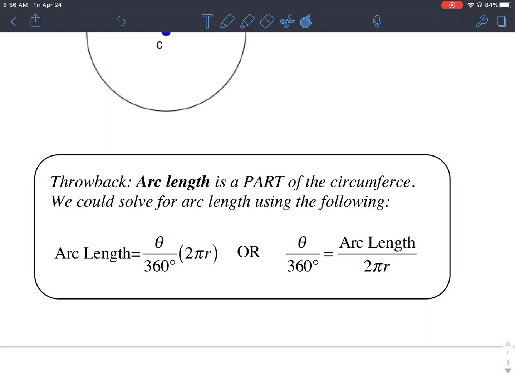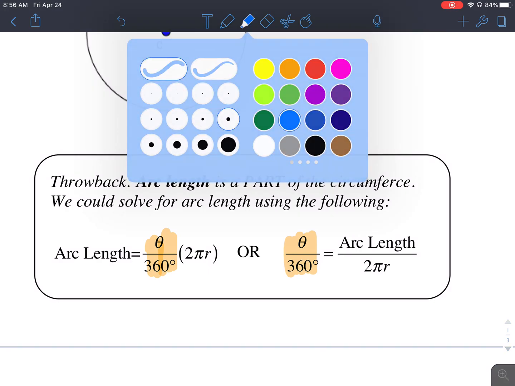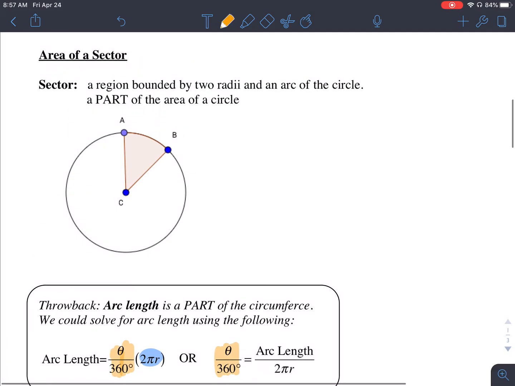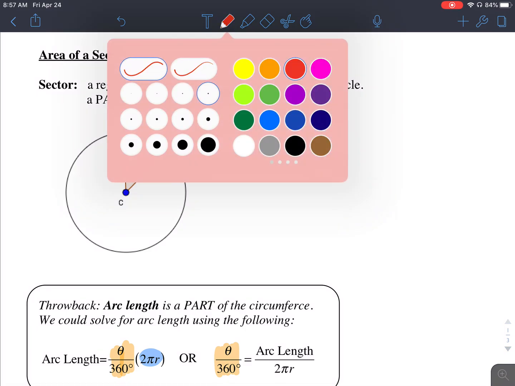But since arc length is a part of the circumference, we took that arc measure over 360 in both cases and then times your circumference, because you're trying to figure out what part that is. And I know some people just set up a proportion, which is what that second piece is doing. So really you're taking this first equation and dividing by 2 pi r to get the second equation, and either one is fine. So if I apply that same thing here, I'm going to use a different color.